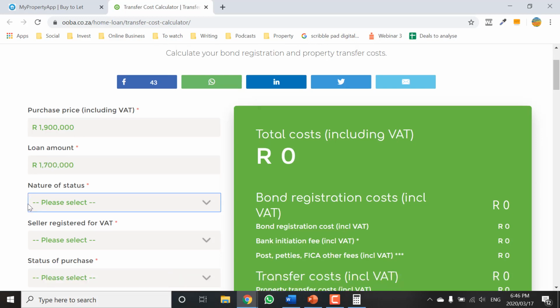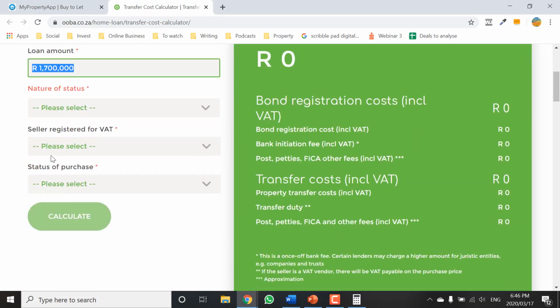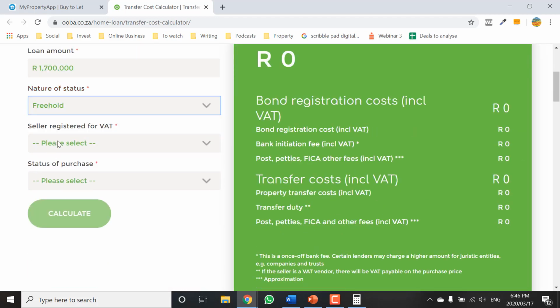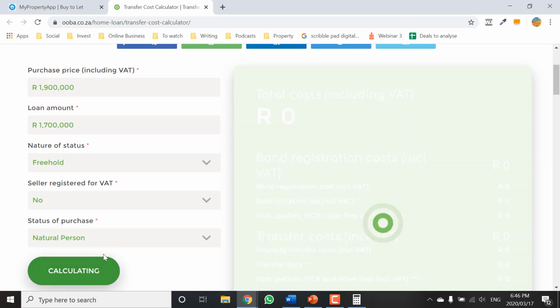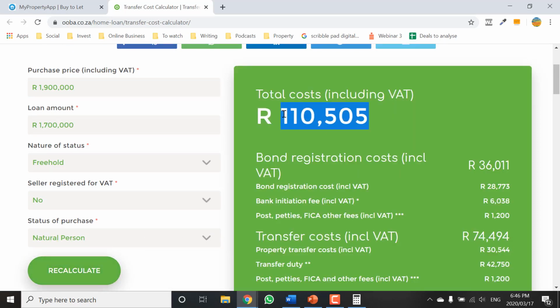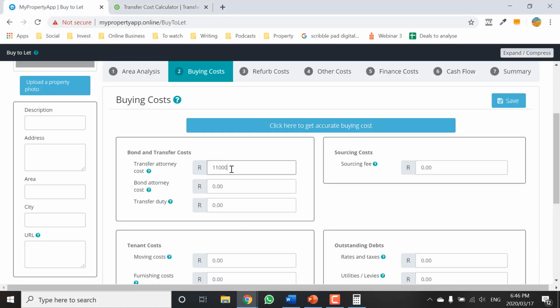Okay, no worries. So let's just assume you're going to get a loan of 1.7 million, just so that we can work out our numbers and feel confident that we're making the right kind of offer. So our buying costs are going to be around 110,000. I'm just going to include that here, 110,000. Then we go to the third step.